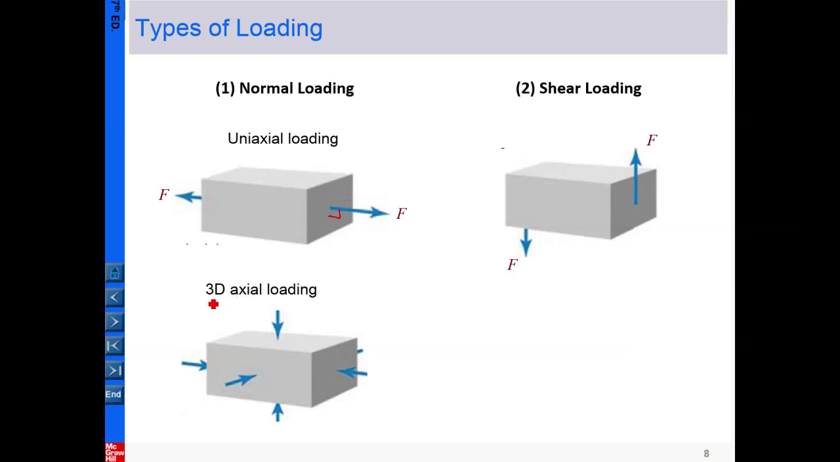We're back to a very special case called the three-dimensional axial loading, and basically the loading can be like this one, indicating the application of normal loading in three directions. The directions of the loading can be pointing to the surface or pointing away, either direction, depending on the application.